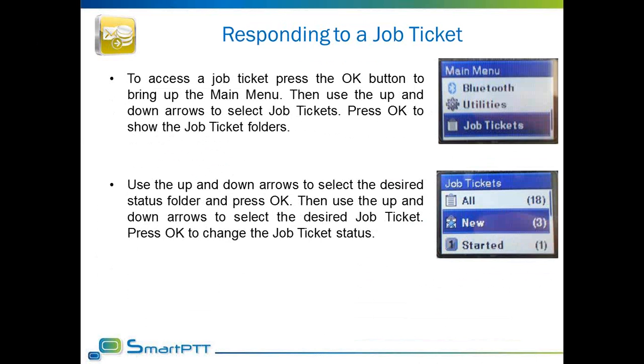Now, if an operator wants to go back in and update the status, they can just press the OK button on the keypad, which will bring up the main menu. They can then use the up and down arrows to select job tickets from the main menu, and then press OK to show the job ticket folders. They can then scroll up and down through the job ticket folders to go to the desired job ticket and change the job ticket status.